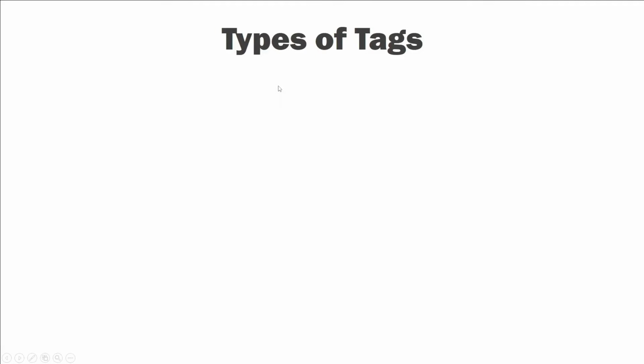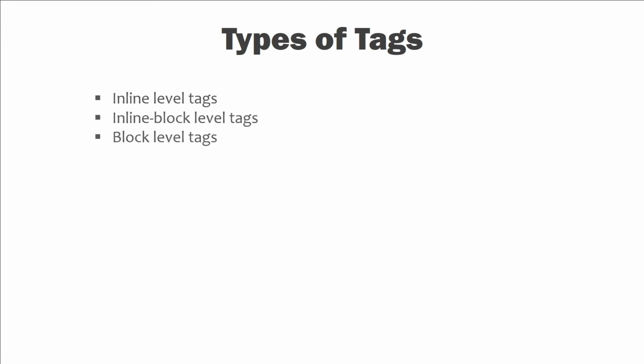Hi everyone, in this lecture we will talk about types of tags in HTML. So technically we have three types of HTML tag known as inline level tags, inline block level tags, and block level tags. And now let's see what is the difference between each of them.